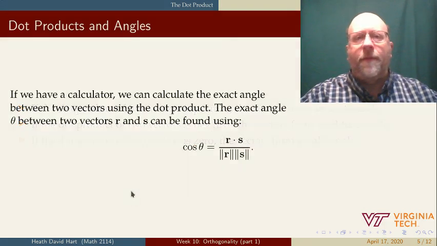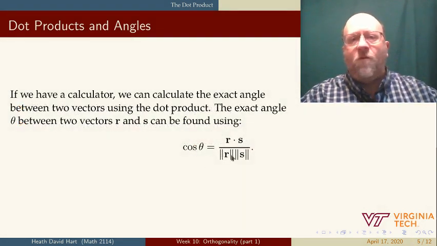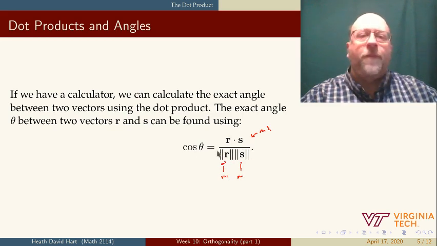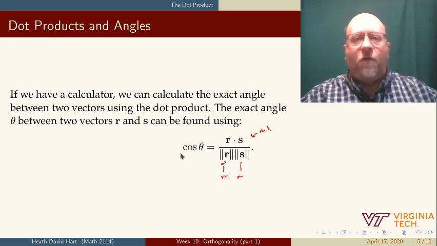And here's how we're going to fix that unit problem. I'm going to divide by the magnitude of the r vector, and I'll divide by the magnitude of the s vector. This is in square meters, but I'll divide by the number of meters in r, and I'll divide by the number of meters in s. And now this side is unitless also, and now the two sides are equal to a cosine. This gives me the exact angle between two vectors using this formula.